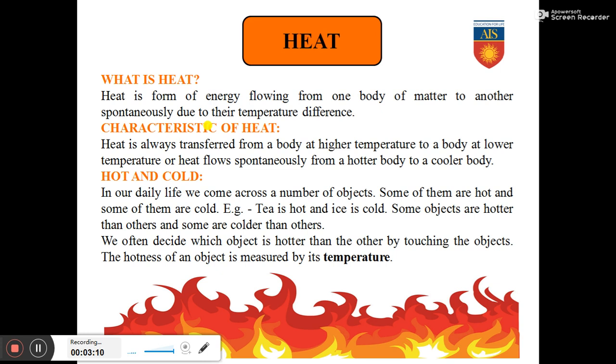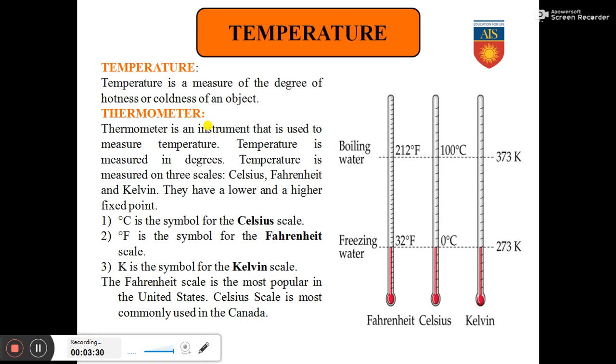Some objects are hotter than the others and some objects are cooler than the others. And when we decide which object is hotter or which object is cooler, we refer to it as temperature. So the hotness of an object is measured by temperature. Let's have a look at what is temperature. So temperature is basically the measure of the degree of hotness or coldness of an object. So we measure temperature with the help of how hot it is or how cold it is. And hence we require a particular instrument, and that instrument which is used to measure temperature is called thermometer.